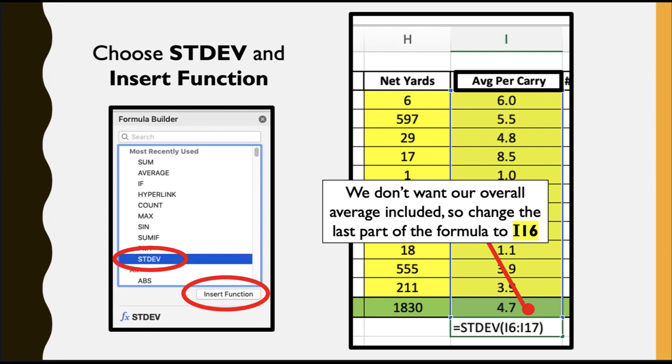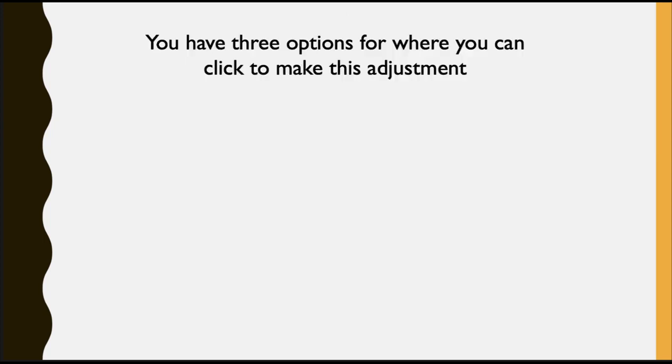That's going to skew my data a little bit. So I need to change this last part of the formula to I16 so that I'm only getting the numbers that are in yellow, not that number in green. And you actually have three options for where you can click to make this adjustment.